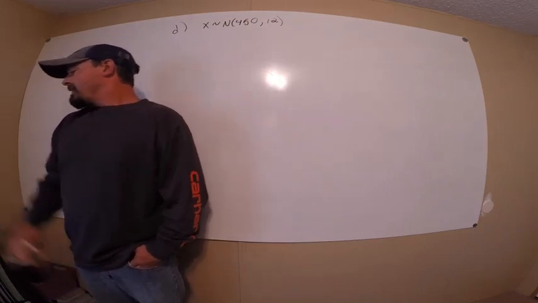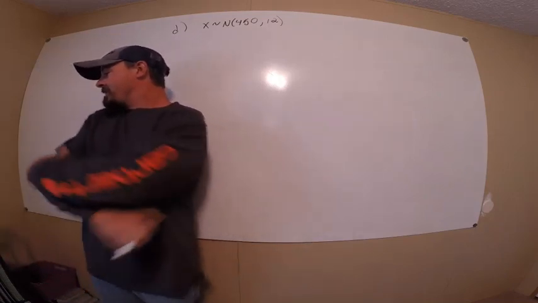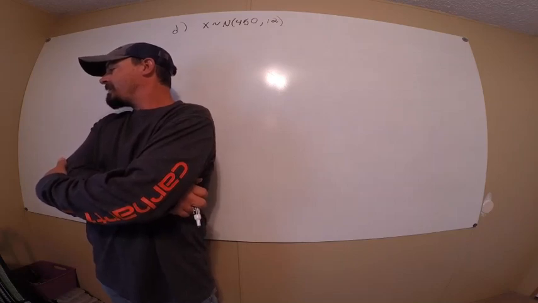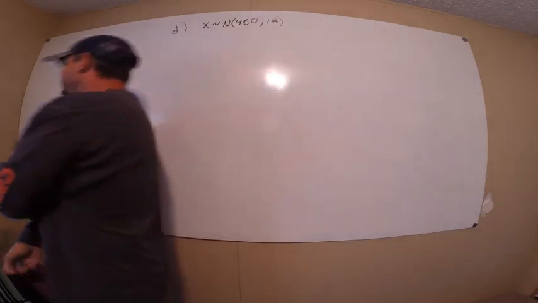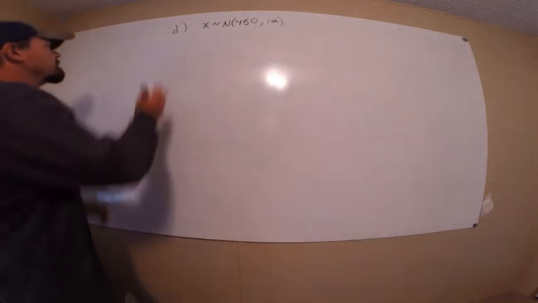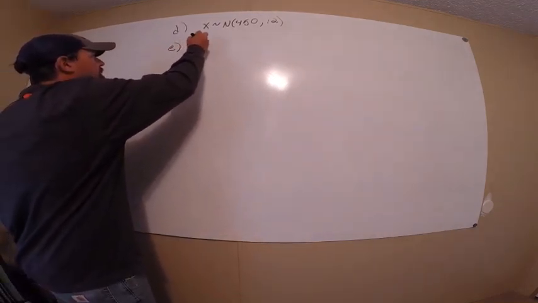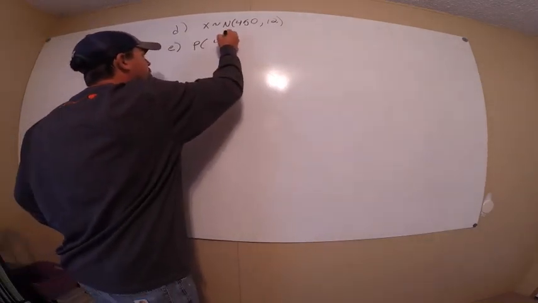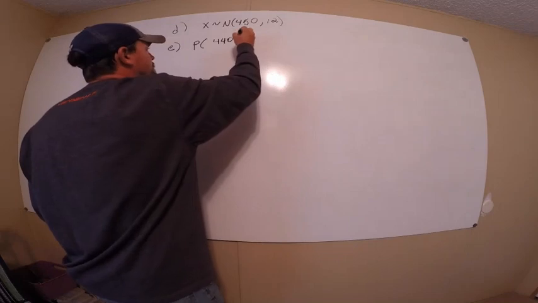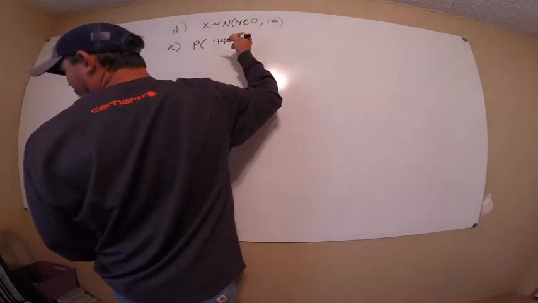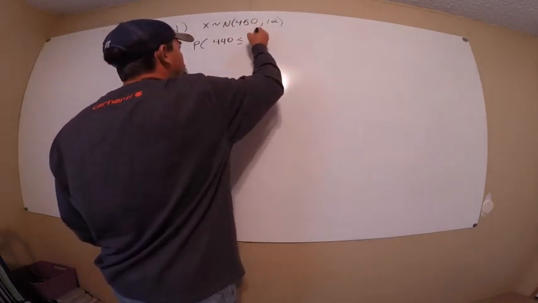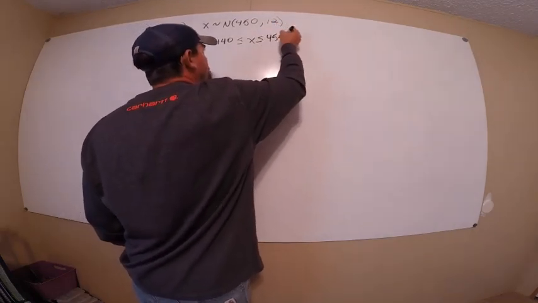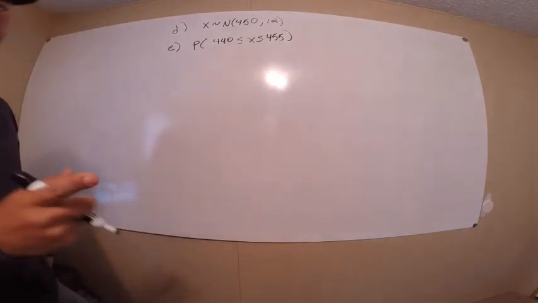Part E says use the proper notation to write this probability statement, give the calculator command, and compute the probability from part D. Let's look at this. We're looking at the probability. The low side is 440. It says between, right? So 440 is less than or equal to X, which is less than or equal to 455. Now, calculator command.